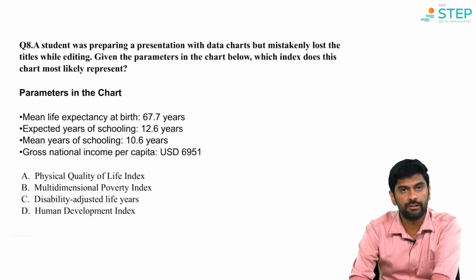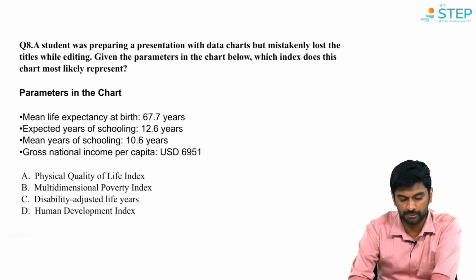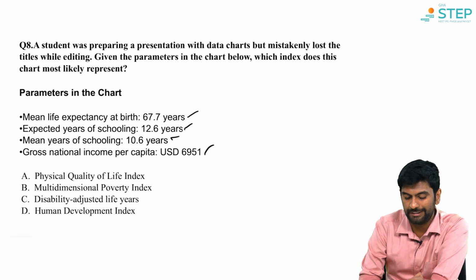Question 8. A student was preparing a presentation with data charts but mistakenly lost the titles while editing. Given the parameters in the chart below, which index does this chart most likely represent? So the parameters are mean life expectancy, expected years of schooling, mean years of schooling, and gross national income.